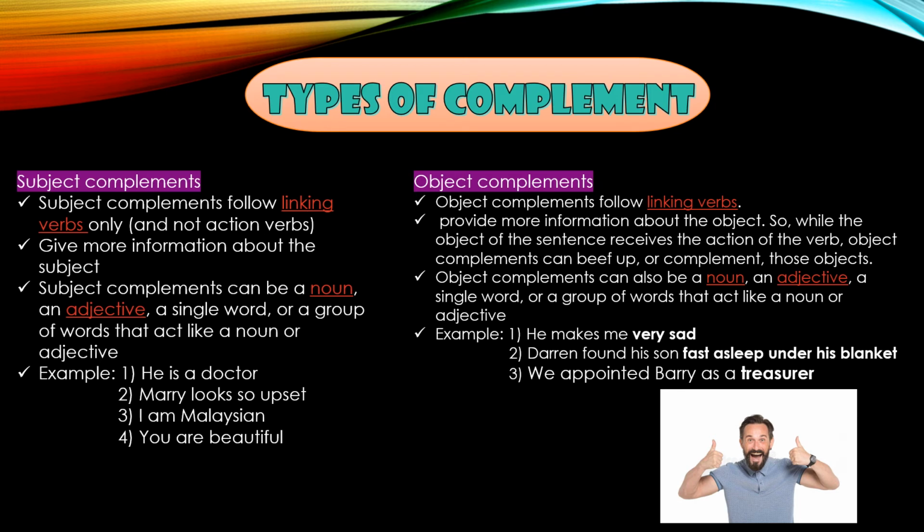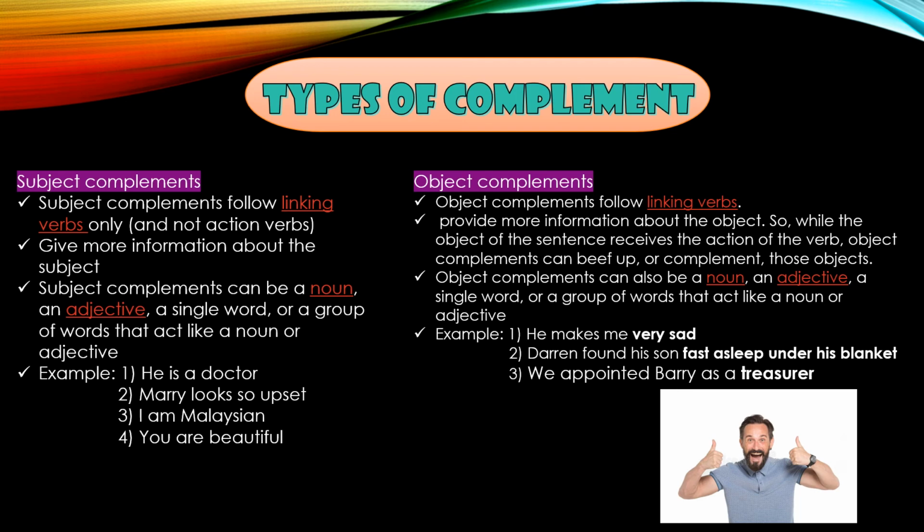There are two types of complement. First is subject complements and the other one is object complements. Let us look at the subject complement first. What is a subject complement? Subject complements follow the linking verbs and do not follow the action verbs. Subject complements give more information about the subject. Remember, subject complement, so it gives more information about the subject.